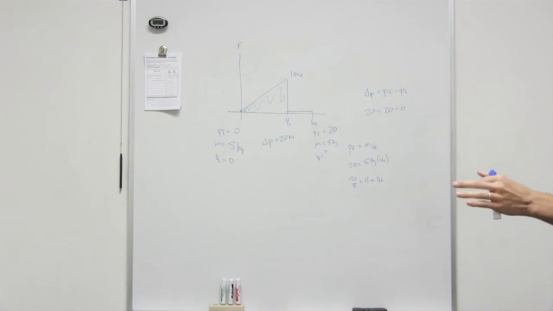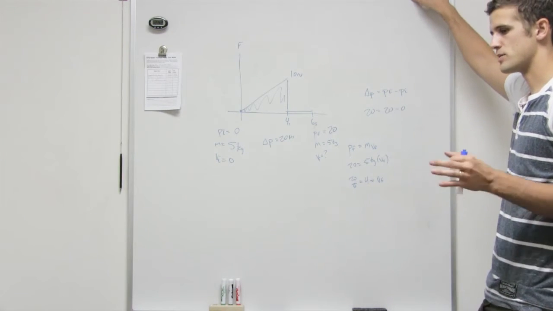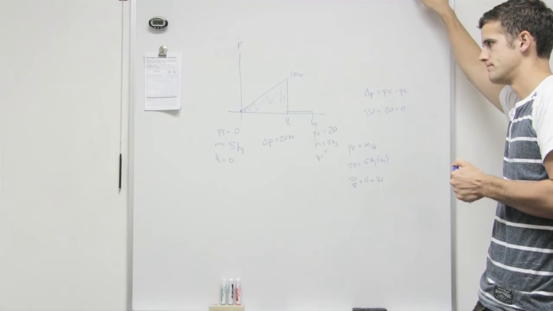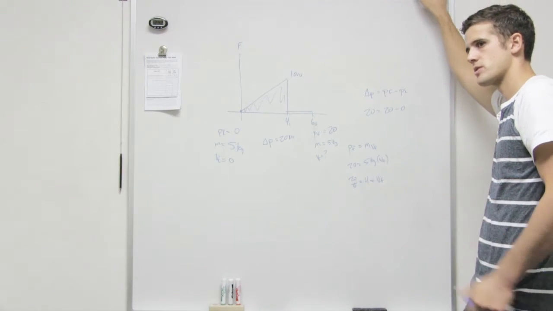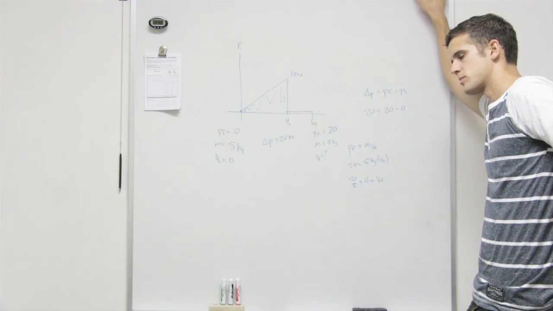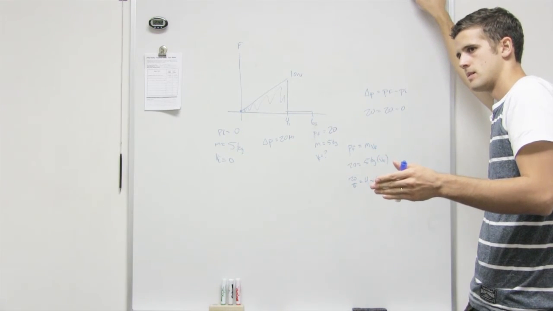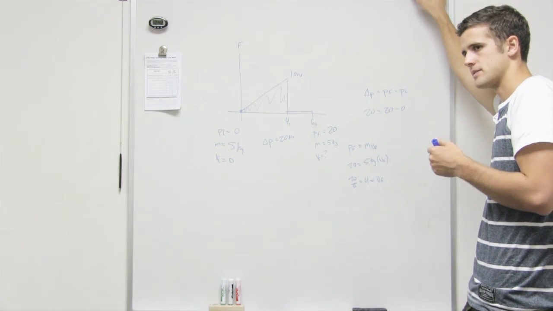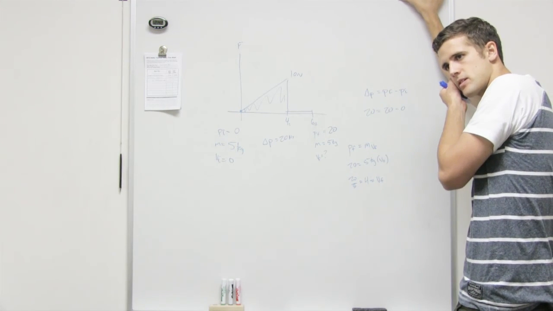So if it's a momentum problem, it'll be dealing with mass and velocity, and sometimes an average force. You find the momentum before, then you take the impulse, add that to it, and that'll give you your momentum after. Okay.